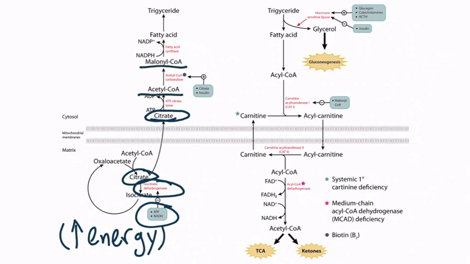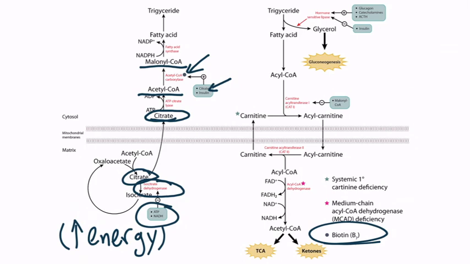Notice that citrate upregulates acetyl-CoA carboxylase. You can see that right here. And thus citrate promotes fatty acid synthesis. Also notice from the figure that biotin, which you can see right here, is an important cofactor for acetyl-CoA carboxylase. Therefore, fatty acid synthesis may be impaired in patients who are biotin deficient.